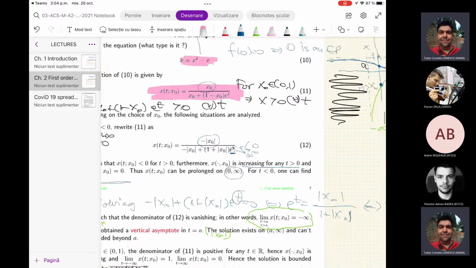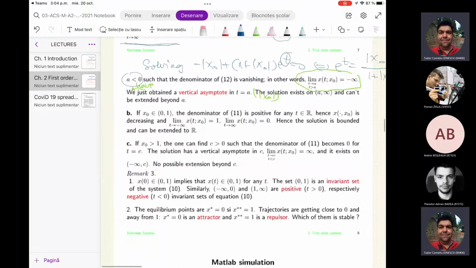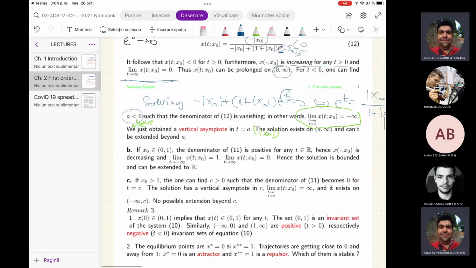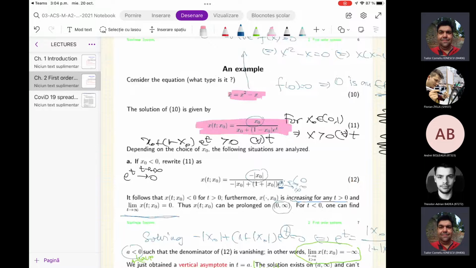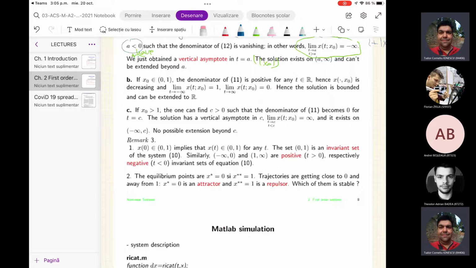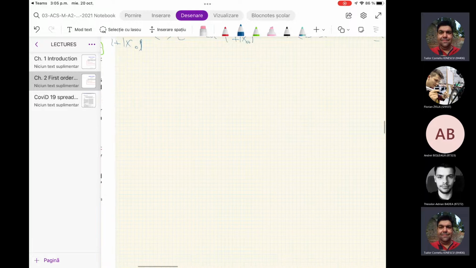What happens now in the final situation, if x naught is greater than 1? Again, you can easily compute a moment in time to find a vertical asymptote. You can do the same computations as in situation A. So you repeat the procedure of A. There is a positive constant C such that the denominator is 0 for t equal to C. Hence, we get again a vertical asymptote.